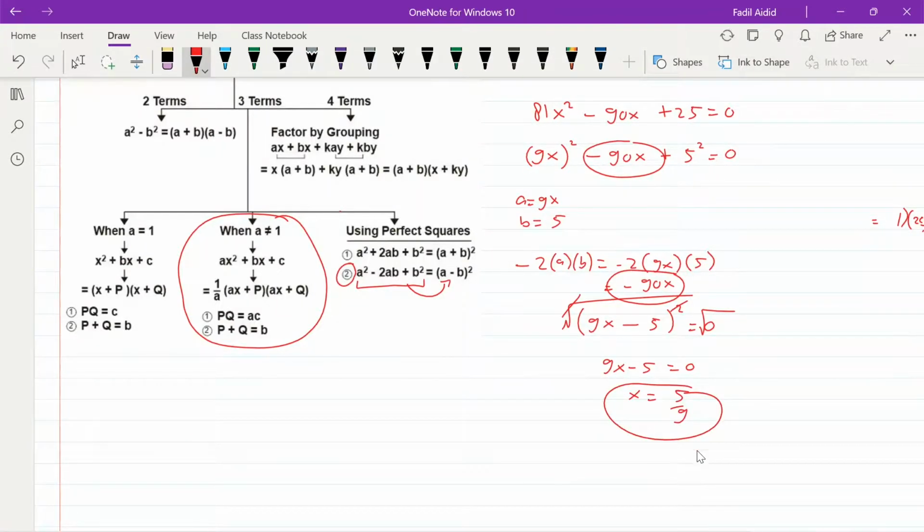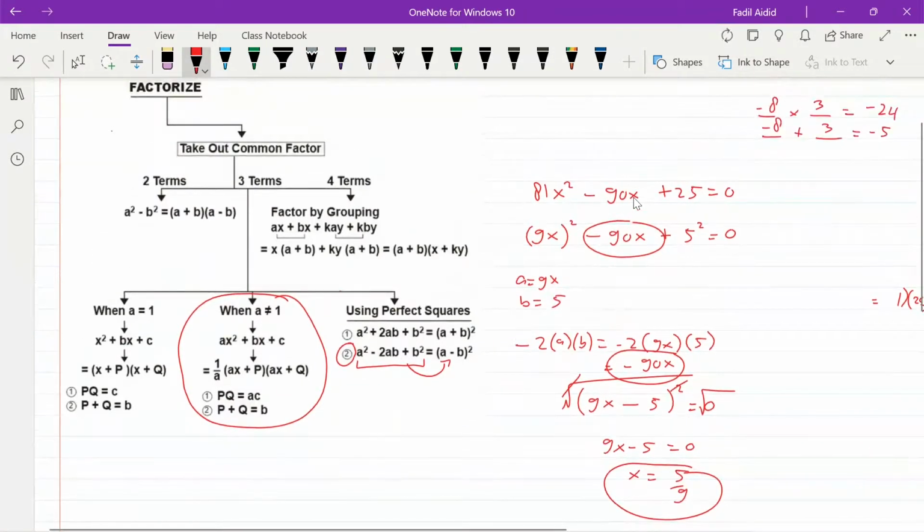So this is really useful when you have a big number for a and c, because it's not efficient if you use the second way, with too many combinations to find p and q. I mean, 81 times 25 is really big. So instead of using that way, you can use the perfect square, as long as a and c are perfect squares and the middle term is the same as minus 2ab. Once it's the same, you can convert into the right side of the equation, a minus b in brackets squared.